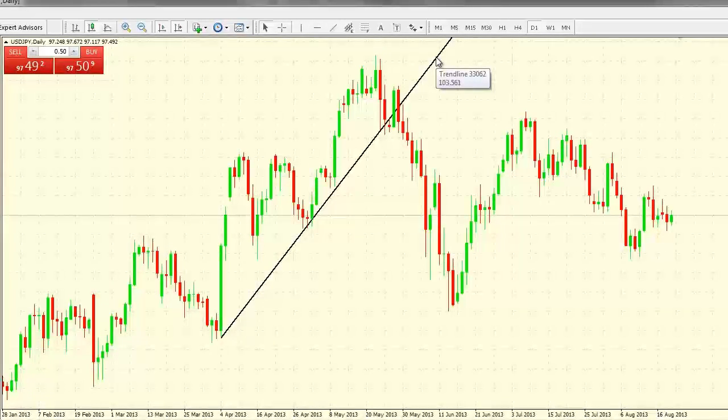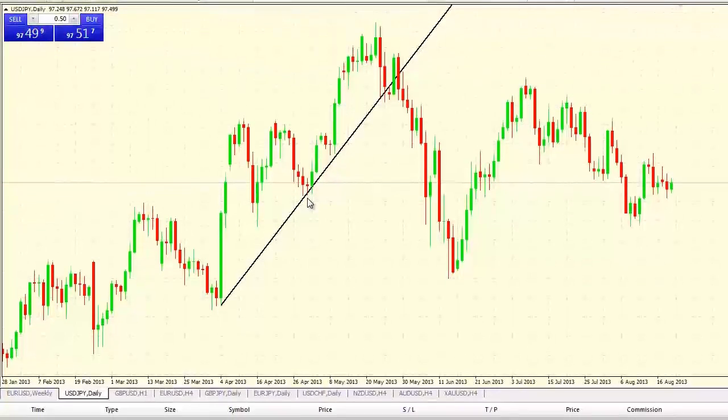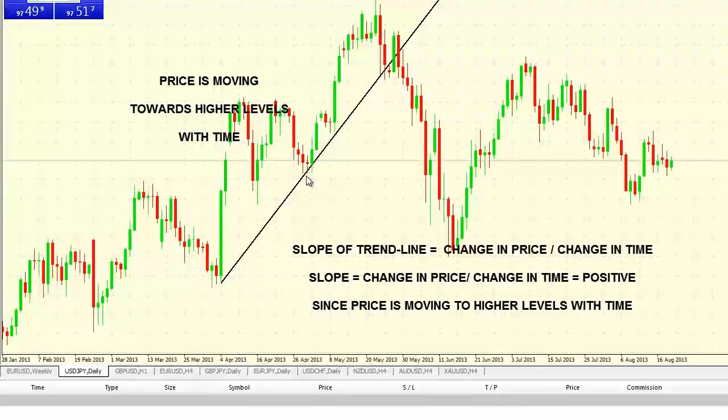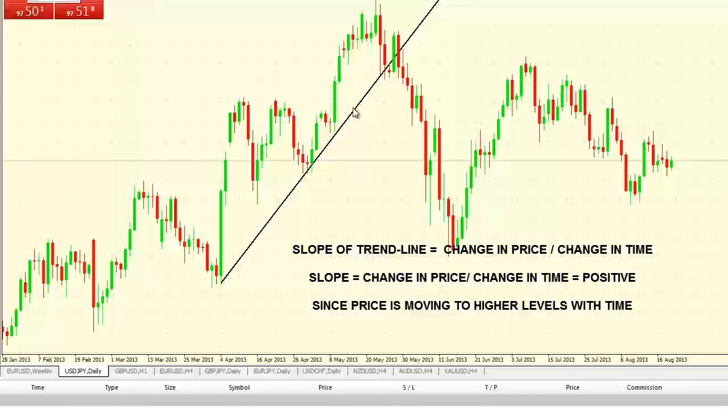As you can see here, the trend line is joining the lows of the series of ascending peaks and troughs. This is an uptrend line. Here the price of the financial instrument is moving towards higher levels with time. Thus, the slope of this trend line will be positive.